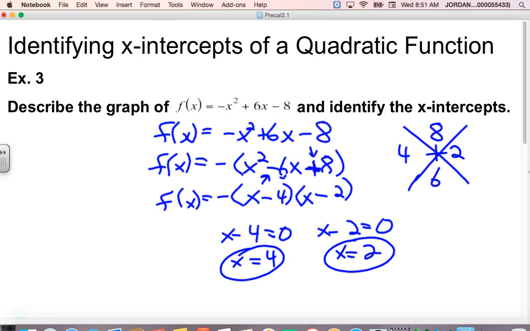And if we wanted to describe the graph, we could go through the process we did on example 2, by factoring or completing the square and finding the vertex and seeing if it's going to open up or down, all that good stuff.